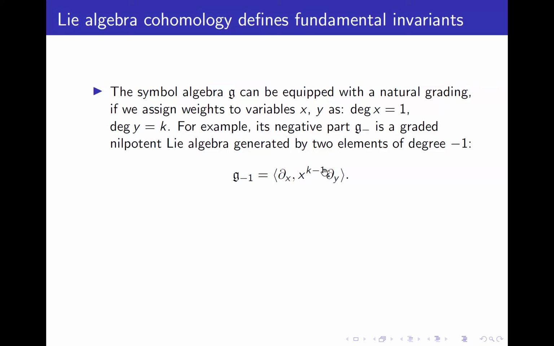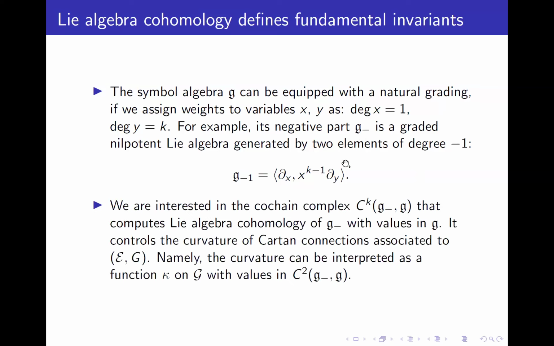And actually, we need this. It will be the whole negative part of G, which is denoted by G_-. So this negative part of G is a nilpotent Lie algebra. It's spanned by dx and then dy, x dy, etc., x^(k-1) dy. So it's a (k+1)-dimensional nilpotent Lie algebra, and it's generated by elements of degree minus 1.